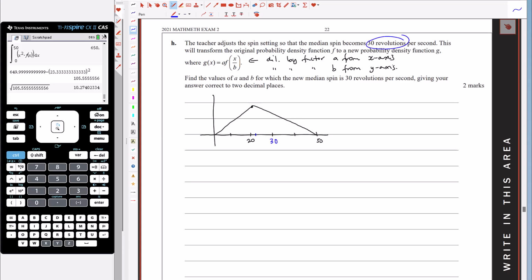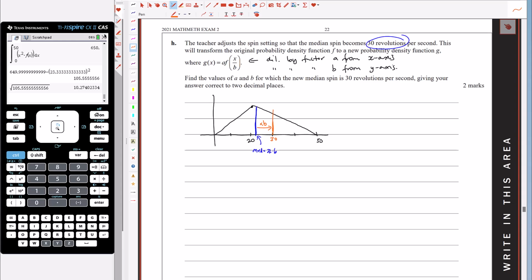So we want to move, actually let me use a different colour. So the median is currently there, and we want to move it so that the median now is here. Okay, so that means what we need to do is dilate this function. The only way we can change the median is we can only dilate from the y-axis and from the x-axis. So the only way to make the median go from 22.6 to 30 is a dilation. Okay, so we need to dilate by that factor from the y-axis, so it times by b.